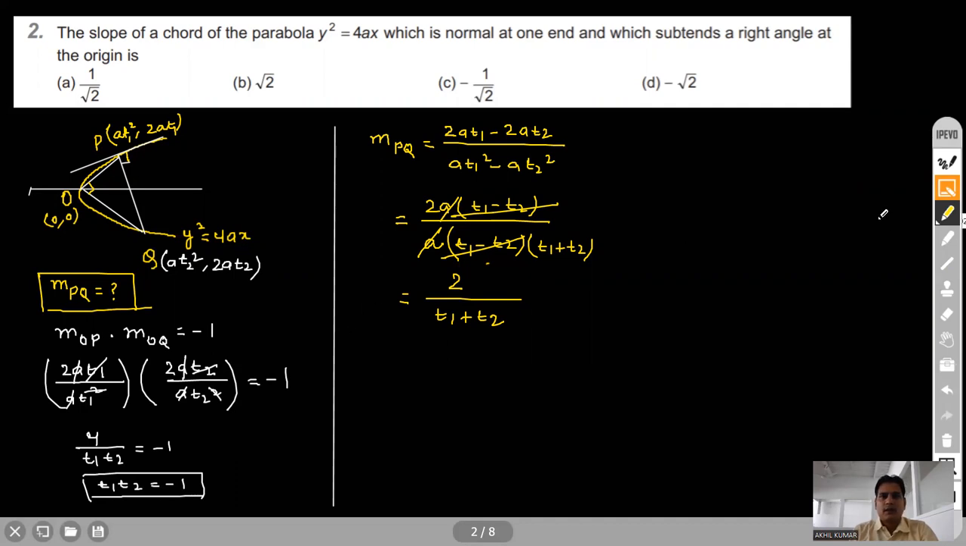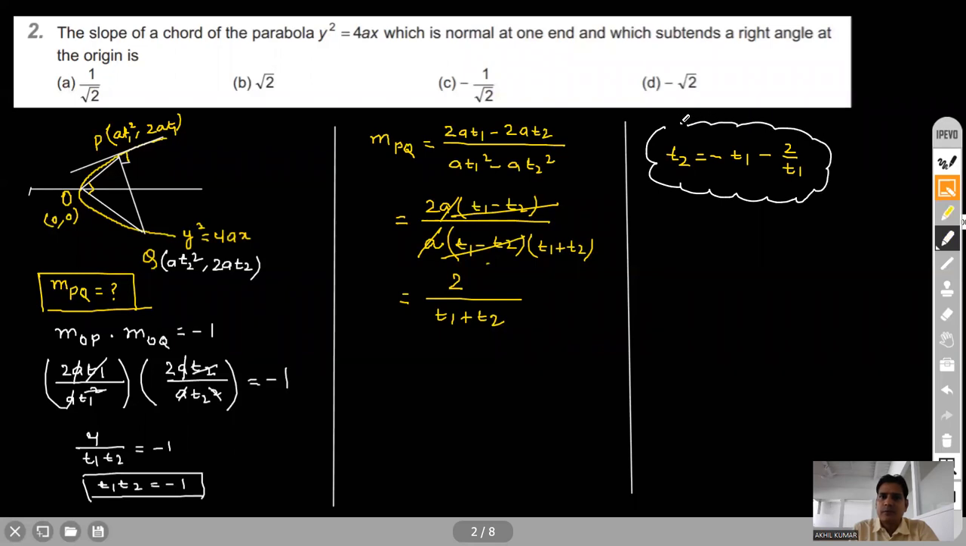So if you see, if a normal at a point P, I'm talking in general, so if we draw a normal at P, like P is the foot of the normal, and if we extend that chord to further intersect the parabola at any point, Q in this case, there is one relation between this t1 and t2. What is that relation? That relation is basically t2 is equal to minus t1 minus 2 upon t1. This is the relation which you must know, right? This t2 is equal to minus t1 minus 2 upon t1.